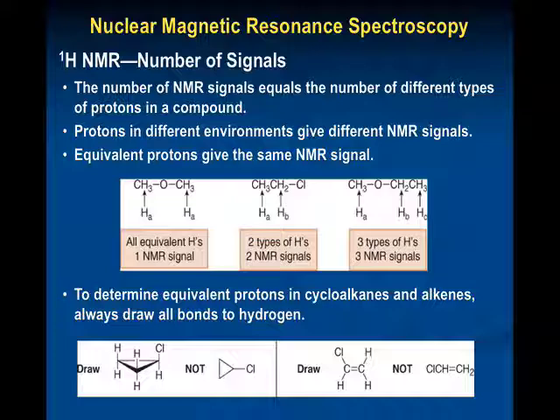Is the top and the bottom equivalent? No. So there's a mirror plane of symmetry, but only one. These are equivalent. These are equivalent. And this is not equivalent to anything else. So how many signals is that? It is three. These will give rise to a signal. These will give rise to a signal. And that one will give rise to a signal.